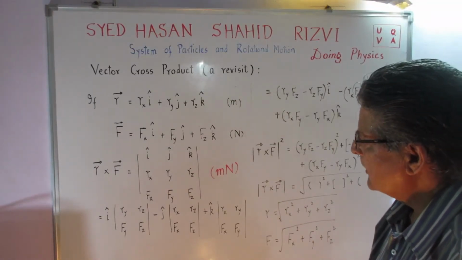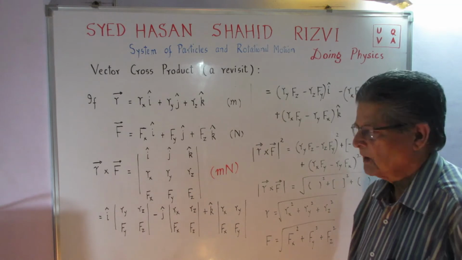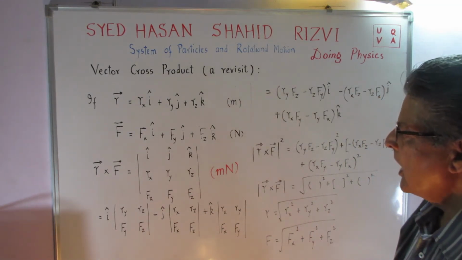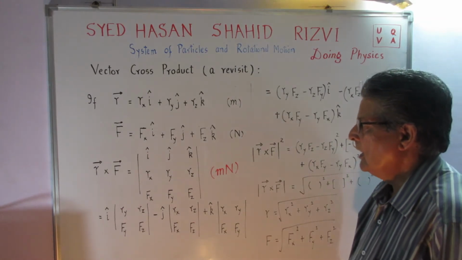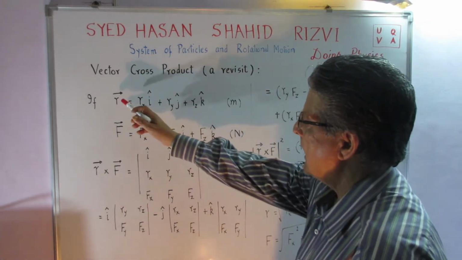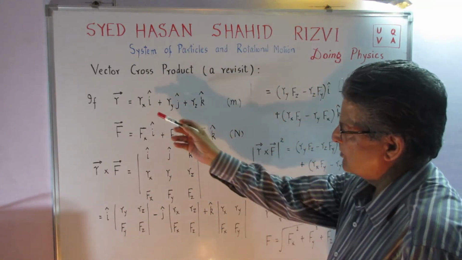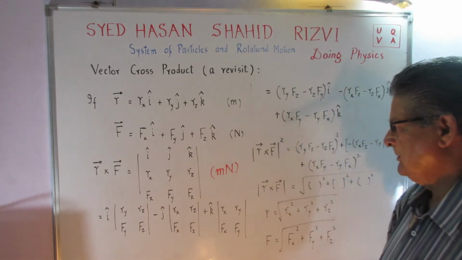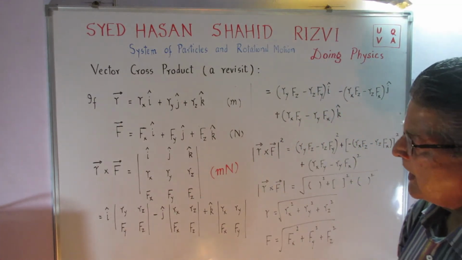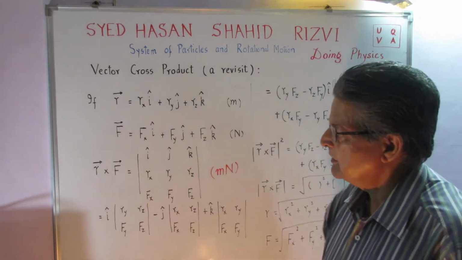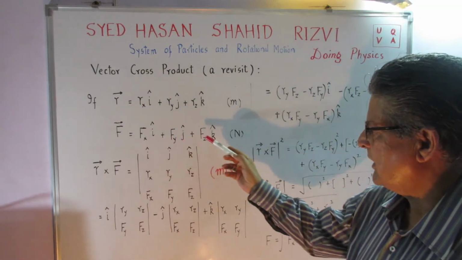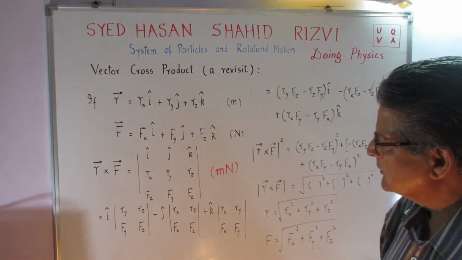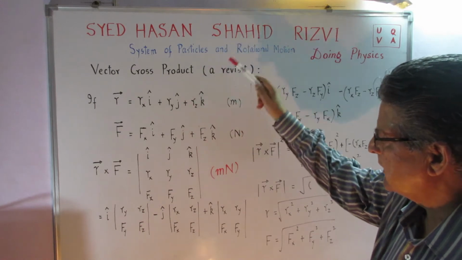So now let us take an example. In this example I am taking a position vector R, and I take the components along the x, y and z axes, rx, ry, rz, that we have been doing before also. And then there is a force vector which has components fx, fy, fz, and that is expressed in newtons, of course with I, j, k, etc.